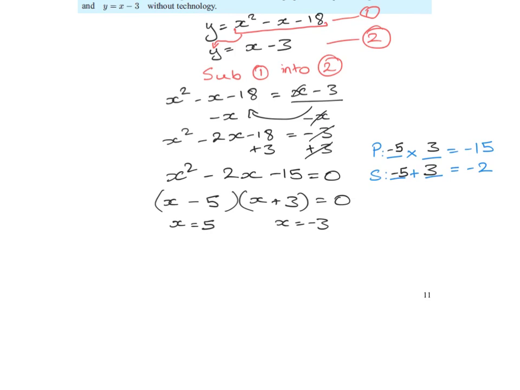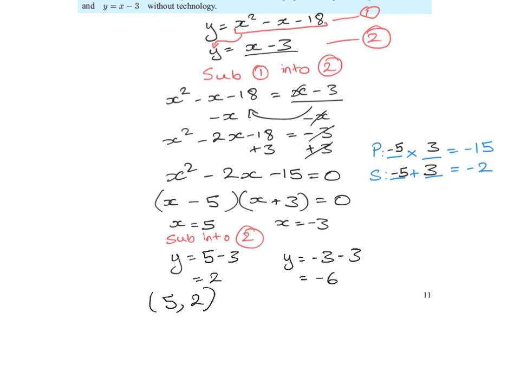So I'm going to sub these values into the second equation, number 2. Subbing 5 into 2, I get y equals x minus 3, so 5 minus 3, which is 2. Therefore, the coordinates of this point of intersection are 5 and 2. Over here, if I sub x equals negative 3 into 2, I get y equals negative 3 minus 3, which is negative 6. So this coordinate is negative 3 and negative 6. So these are my 2 points of intersection.